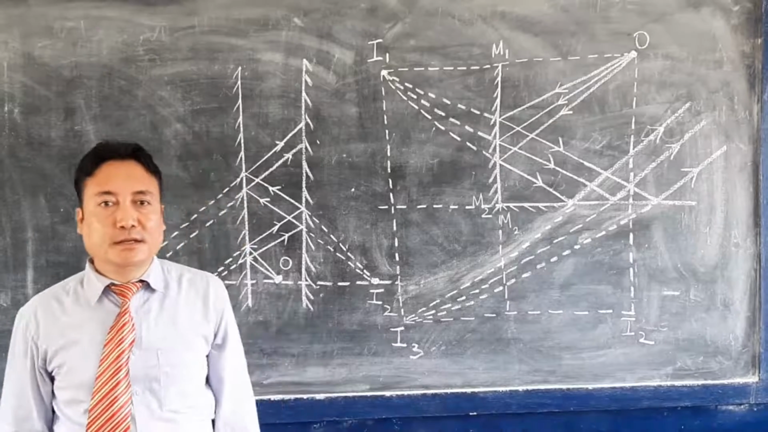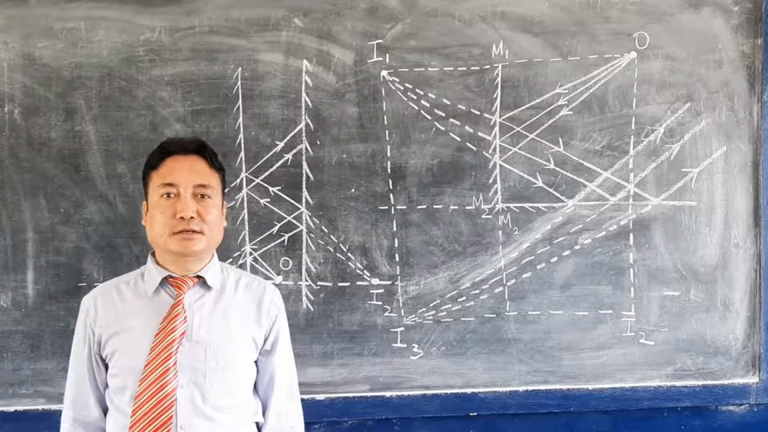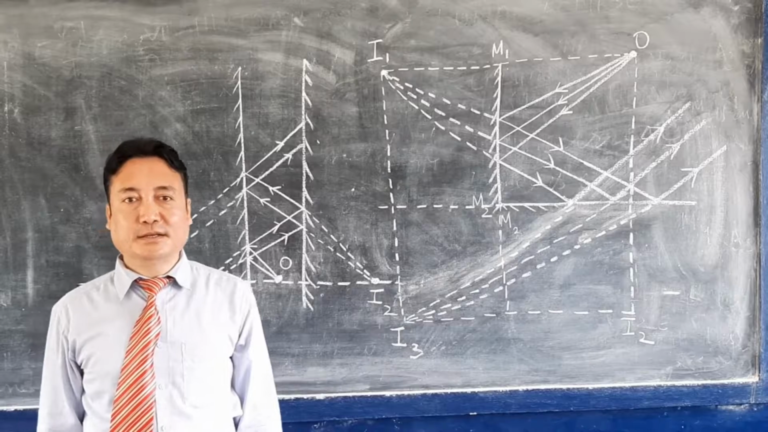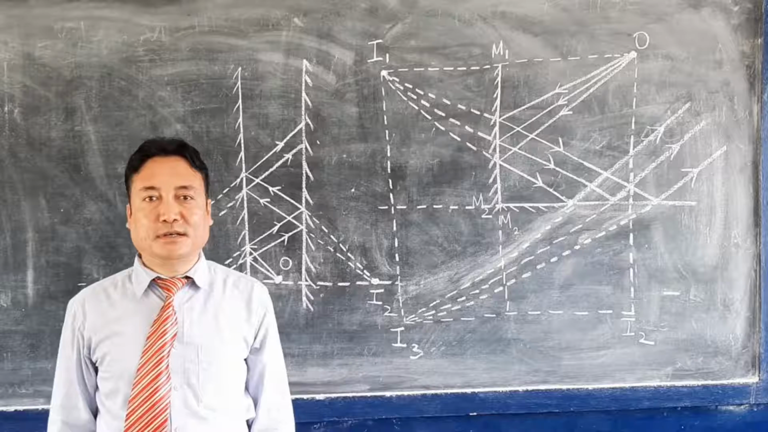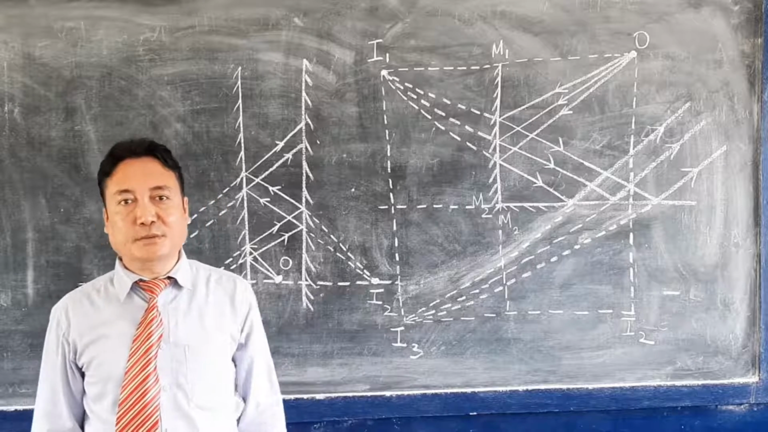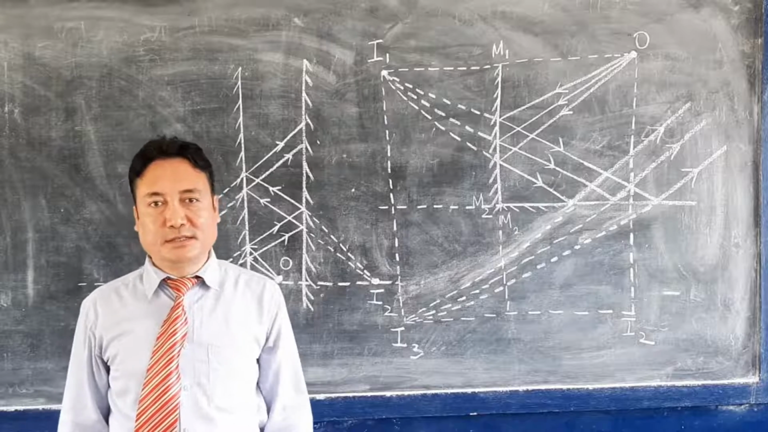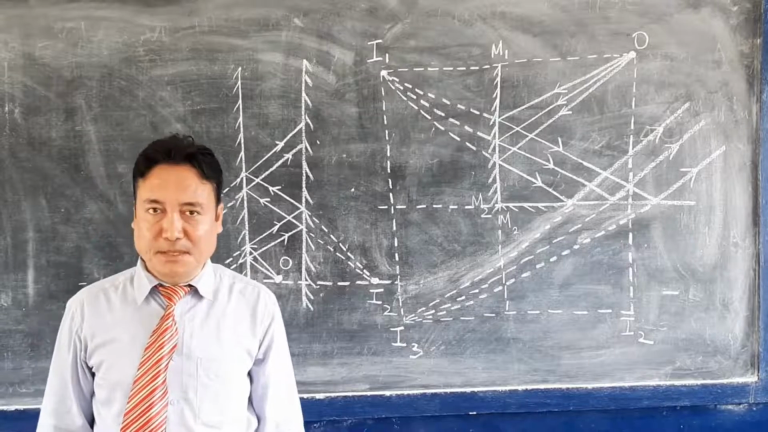Good morning, dear children. Today we will discuss three things in the chapter Reflection of Light. Number one, the formation of image in case of an inclined mirror, when the two mirrors are kept inclined with each other. How many images are formed and what is the relation to find the number of images.